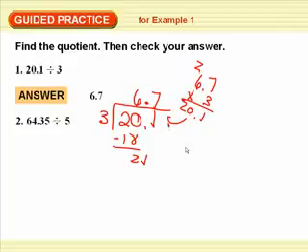So we go to 64.35 divided by 5, bringing that decimal up. 5 goes into 6 once.